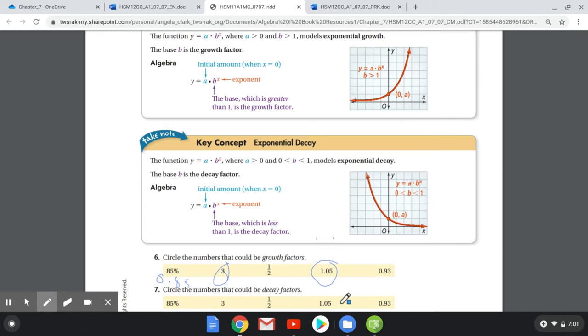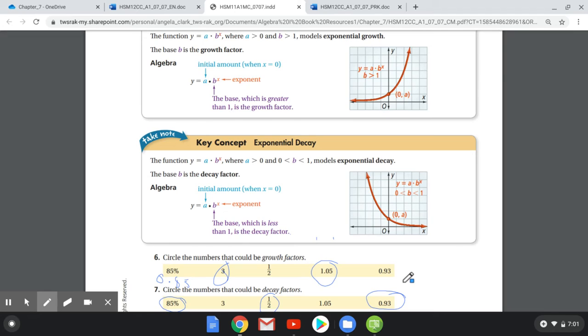So then decay, again, 85% is 0.85. That is less than 1, so that's going to be decay. 3 is greater than 1, so that's not decay. 1/2 is less than 1, so that's decay. 1.05 is greater than 1, so that's not decay. 0.93 is less than 1, so that is decay. So notice that if something is not growth, then it's decay. It's either one or the other.